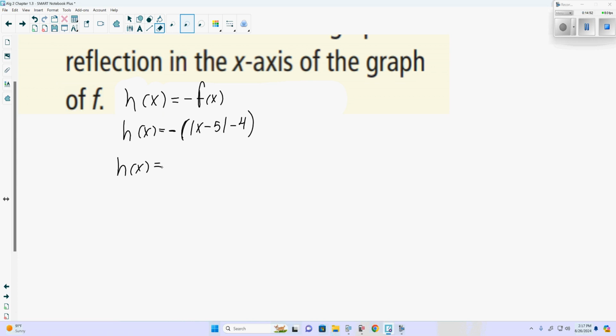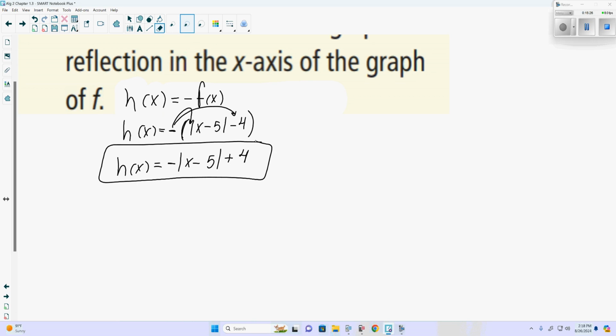And the last thing we need to do is distribute the negative. Now we are going to multiply our absolute value of x minus 5 by that negative, which gives us negative absolute value of x minus 5. It just goes in front. Questions on this here? Now we also need to multiply the negative by the negative 4. And a negative times a negative is a positive. So our final answer is negative absolute value of x minus 5 plus 4. And that's it.